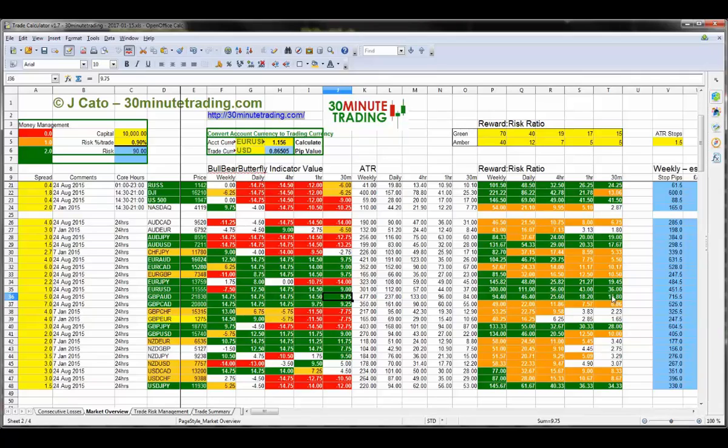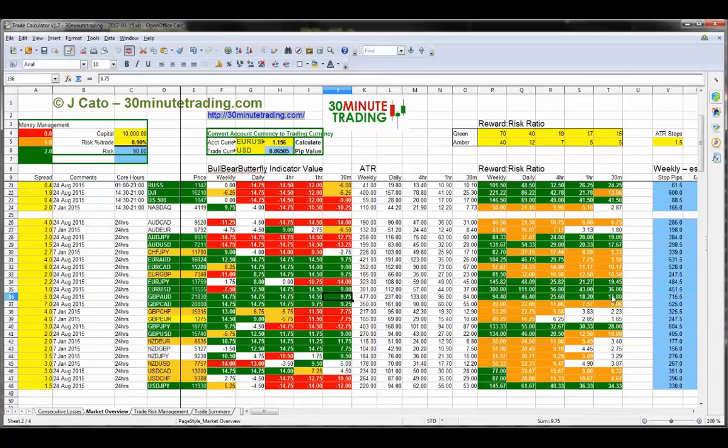So basically any trade on that asset at that time would have been absolutely ideal, because we've got the inherent reward to risk ratio as being green throughout, and we've also got the bull bear butterfly as being green throughout. Long trades on that, you're unlikely to lose any money on that. Well worth getting involved. Great trading asset at that particular time.